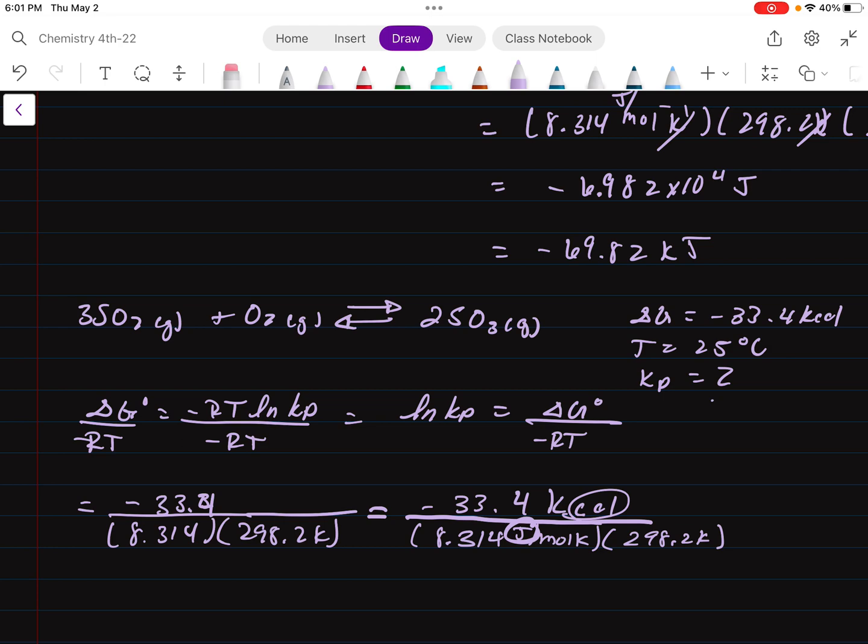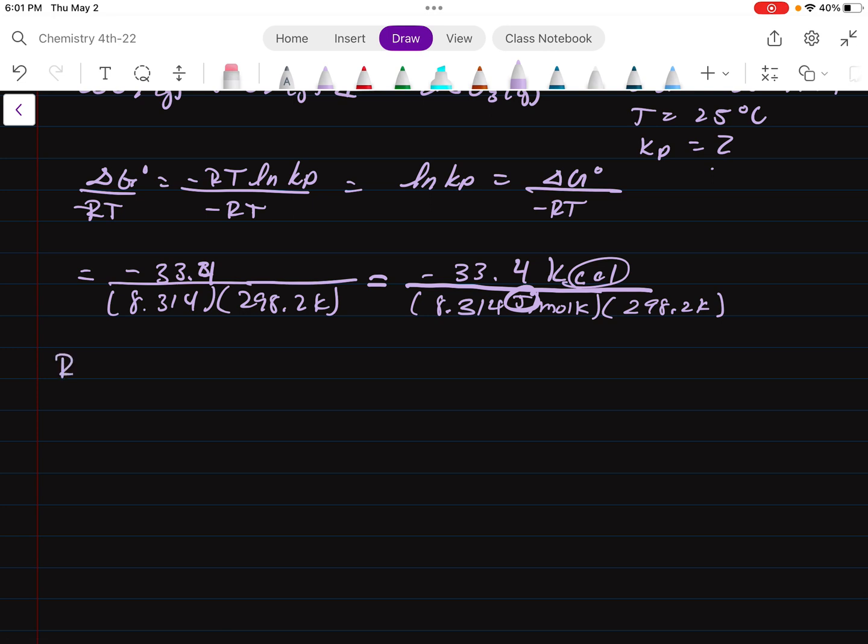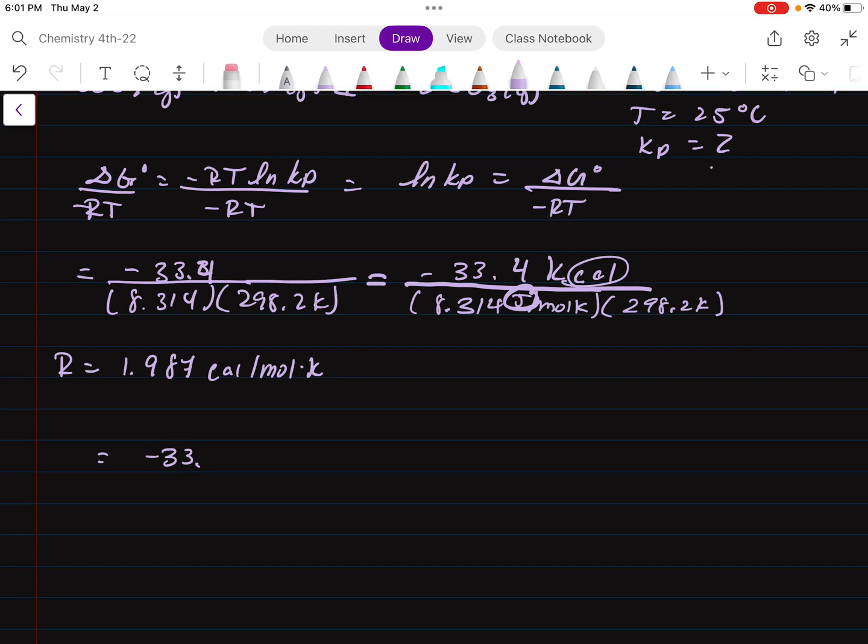So because that's not going to cancel, we need to use another value for R. R is also equal to 1.987 calories per moles K. Obviously, you're not going to need to remember this because if they give it to you like this, it's going to either be in your formula chart or it'll be directly in the question. So now we need to rewrite this as 33.3, or 33,400. This is going to be in calories.